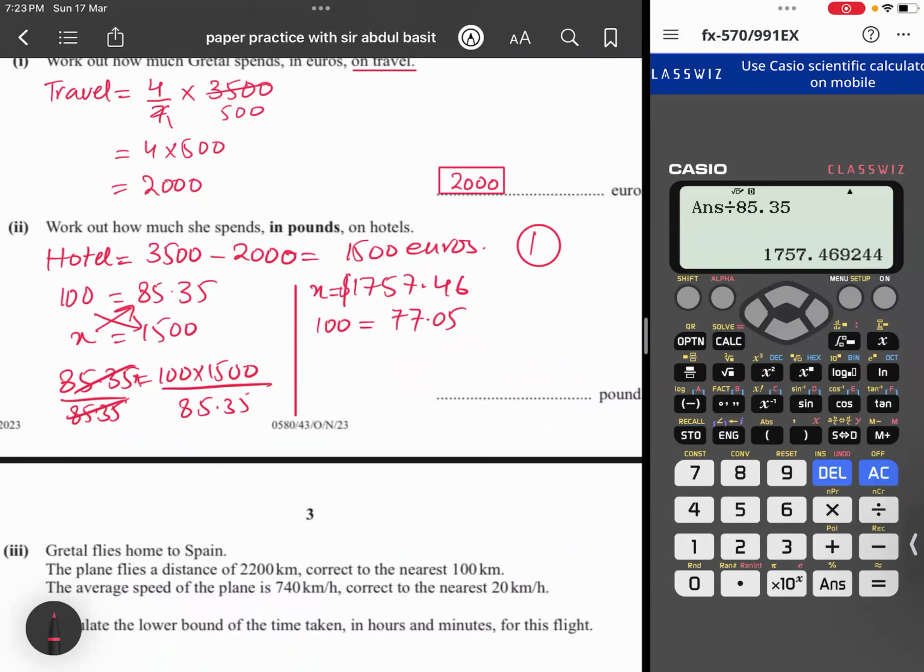77.05 pounds. Sir, which paper is this? Beta, it is written below: 0508043, October, November 23. Okay sir. Then we have dollars, so we have 1757 is equal to X.